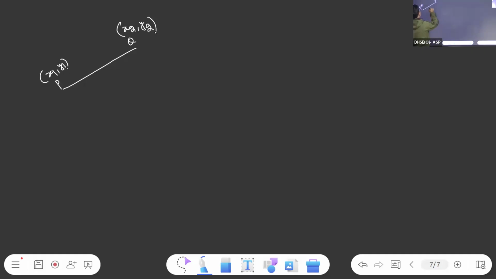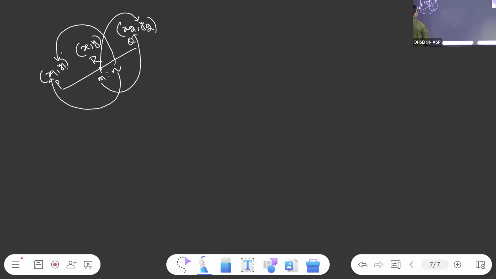Okay. And the formula should be used in cross manner. That means the left ratio should be multiplied. R divides PQ in the ratio m is to n. So the left ratio should be multiplied with the right coordinate, and the right ratio should be multiplied with the left coordinate. (mx2 plus nx1) by (m plus n). Similar is the case for the y coordinate, (my2 plus ny1) upon (m plus n).